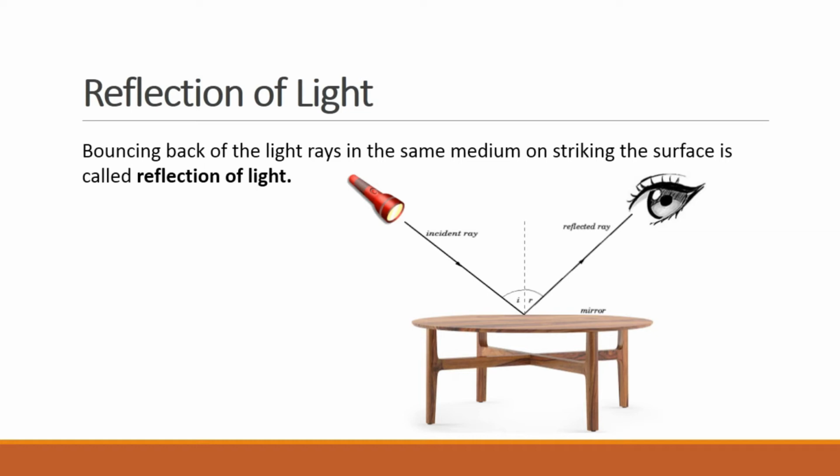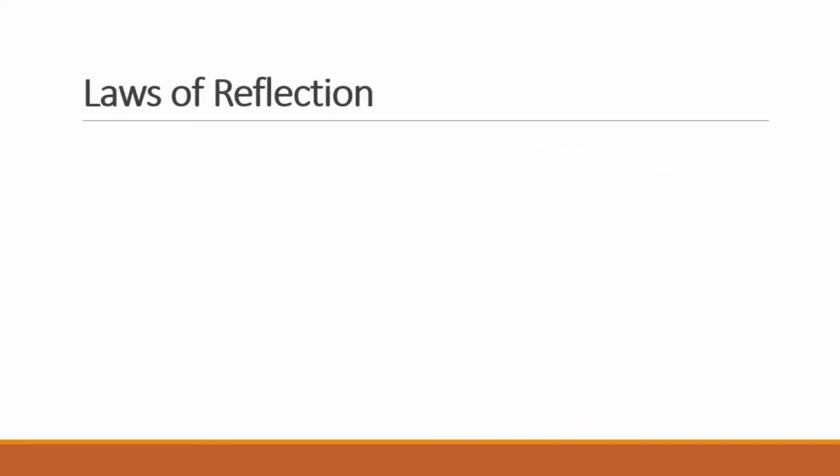So it means that we can see all non-luminous objects because of the phenomenon of reflection. If this phenomenon did not take place, we would not be able to see any object. So if in a lighted room the objects are lying, all the non-luminous objects we can see because of which phenomenon? Reflection. So we can see luminous objects because they are emitting light, and we can see non-luminous objects because of the phenomenon of reflection. Now the next thing is laws of reflection.